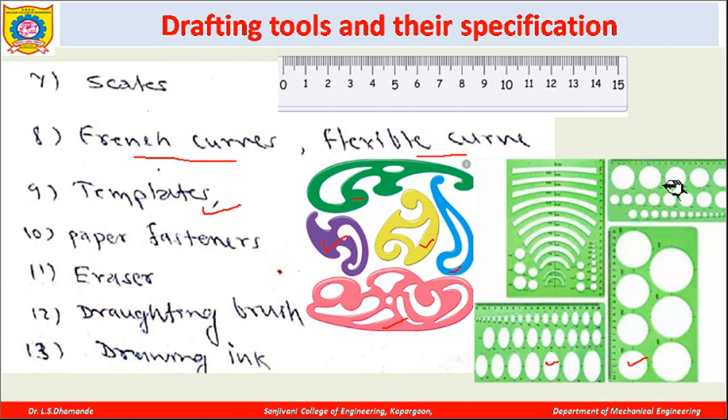So definitely, this kind of templates, if you prefer, will make it very easy for you to draw these shapes in less time. Okay, so definitely you have to use the paper fasteners whenever you are attaching this sheet to the drawing board. You have to use the paper fasteners, you have to use the erasers.